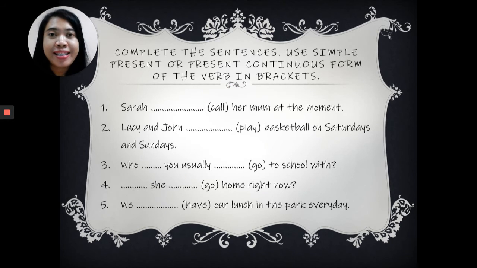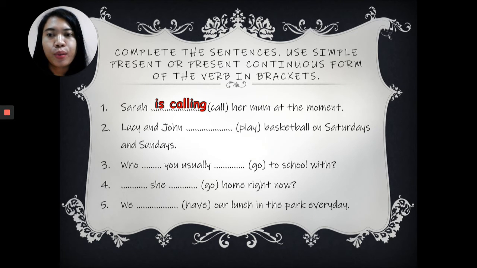Now look at the second exercise. Complete the sentences. Use the simple present or present continuous form of the verb in brackets. Let's start from number 1. Sarah, call her mom at the moment. The time signal here is at the moment. So this is present continuous tense. Remember, in present continuous tense, we need to be and verb ing. So what's the answer for number 1? The answer for number 1 is, Sarah is calling her mom at the moment.